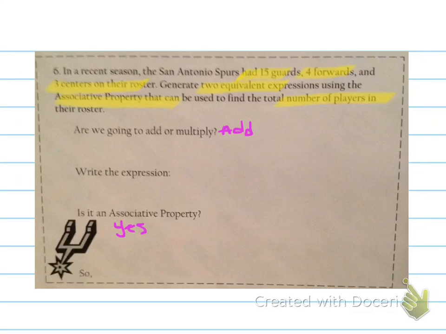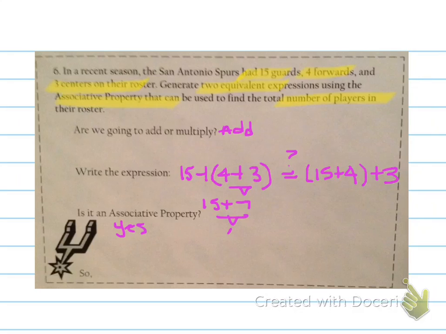But our associative property is about 3 numbers that can be grouped differently. So we have 15 guards plus 4 forwards plus 3 centers. Well, here I can choose to group the second 2 numbers together, and that's equivalent, we're going to make sure, to 15 guards plus 4 forwards plus 3 centers with our parentheses in the front. So if we do 4 plus 3, that's 7. 15 plus 7 is 22. Over here, 15 plus 4 is 19. 19 plus 3 is 22.